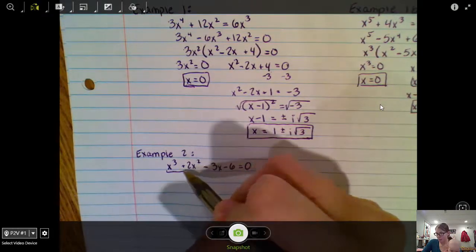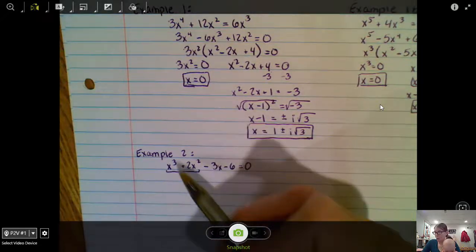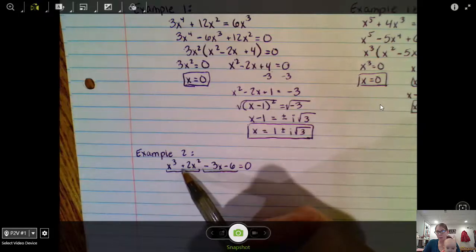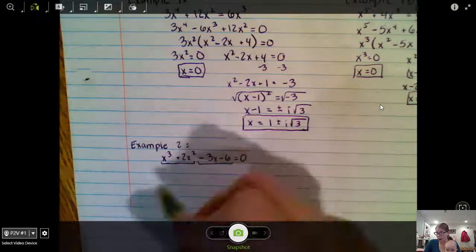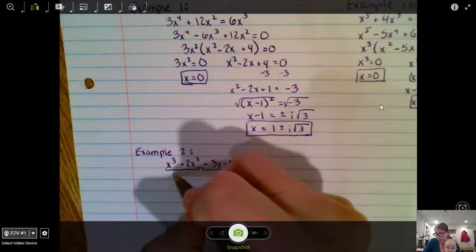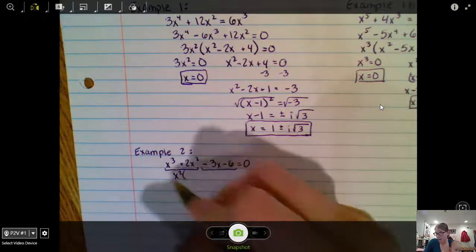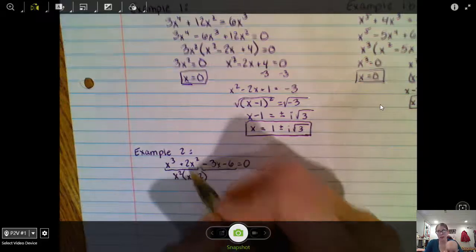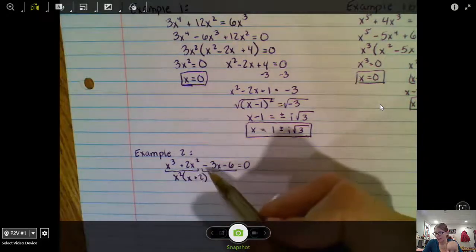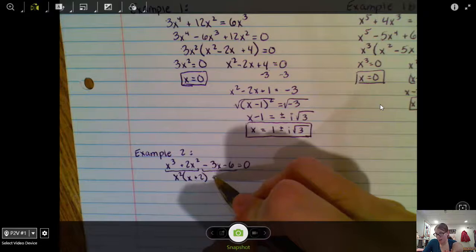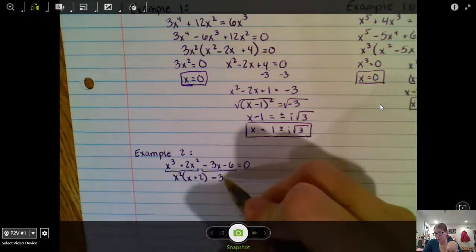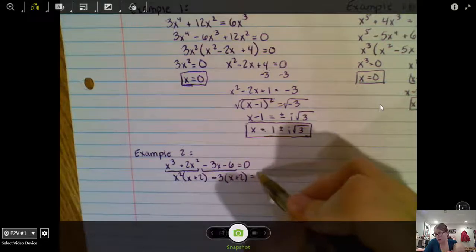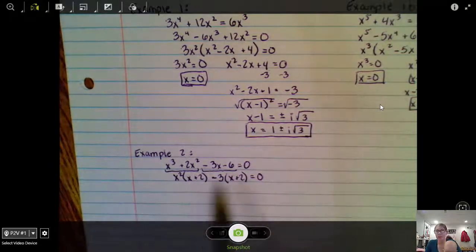We start off by pairing our terms and figuring out what they have in common. x cubed plus 2x squared. Our common factor here is x squared. And multiply that by x plus 2 to get our original. Negative 3x minus 6, our common term is negative 3 times x plus 2.